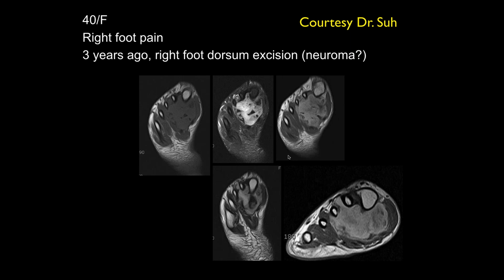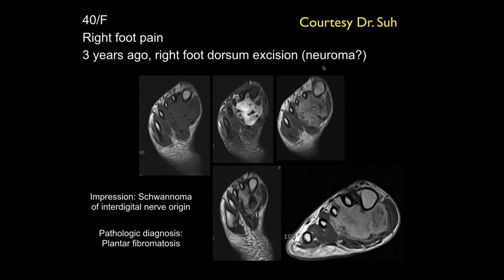It's low signal on T1, high signal on T2. And I don't know what that third sequence is. I presume it's post-contrast? Probably. Yeah. So post-contrast. So it is enhancing diffusely. So again, this could be some form of myxomatous tumor or fibroma. So this patient had prior surgery. They thought it was a neuroma at that time. Their impression here was that this was just a large schwannoma, but it turned out to be a plantar fibroma.